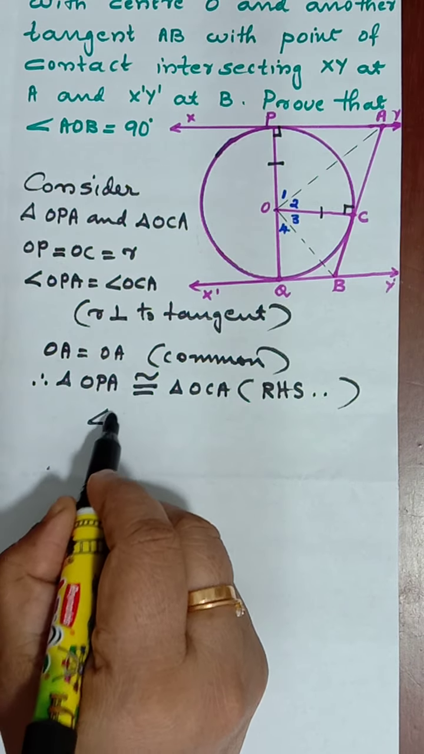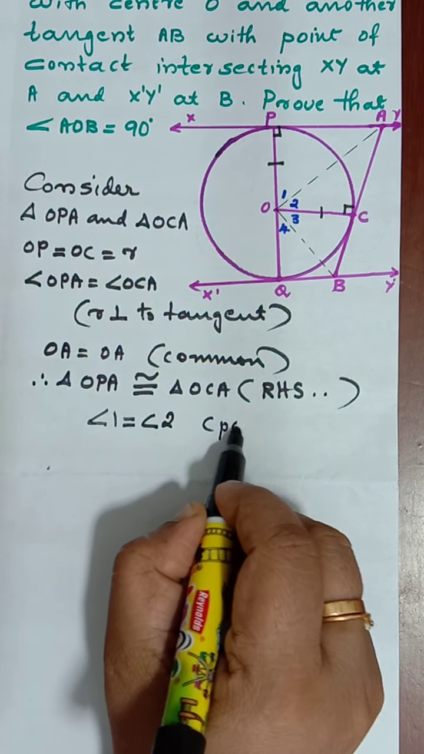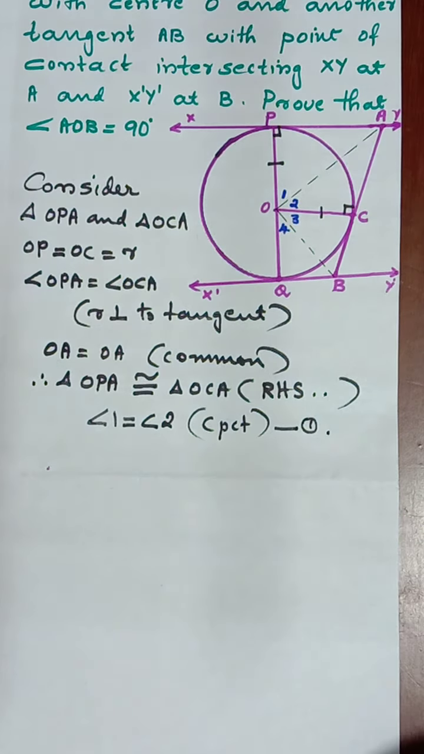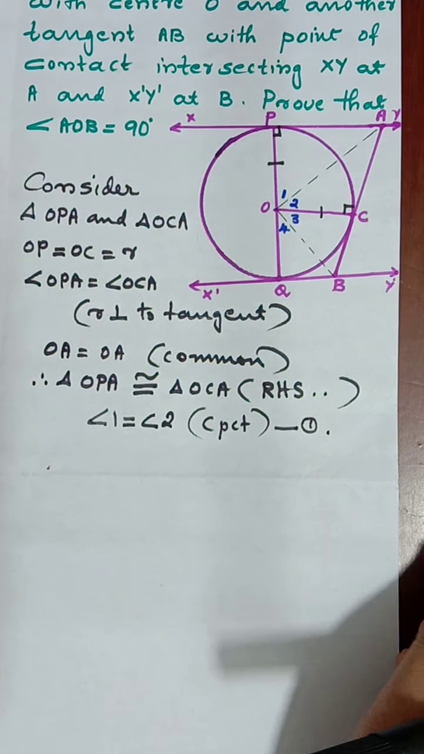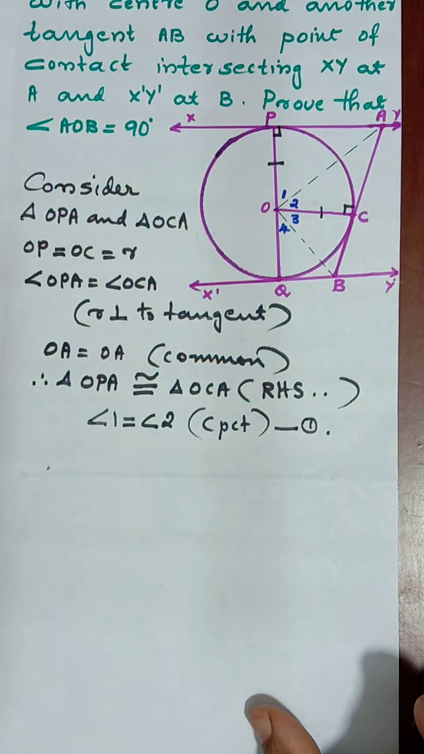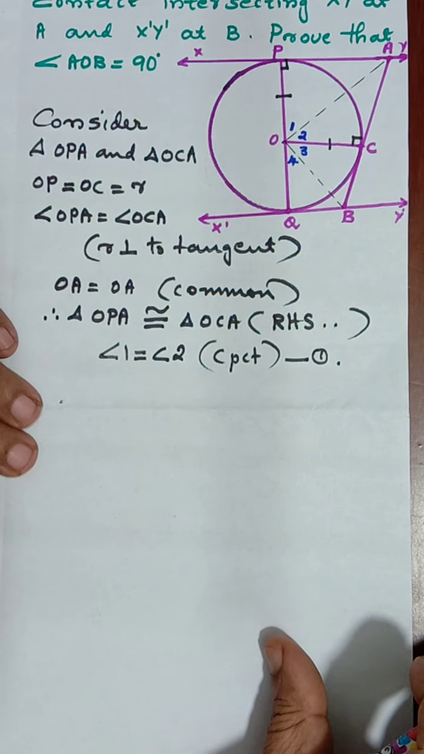So, if they are congruent, we have to come back to our angles. What are the angles equal now? Angle 1 is equal to angle 2. We can mark it as CPCT. This is equation number 1. 1 is equal to 2 we got. Similarly, 3 is equal to 4 we have to prove. One more step. It's better to write this step in order to get all the marks.